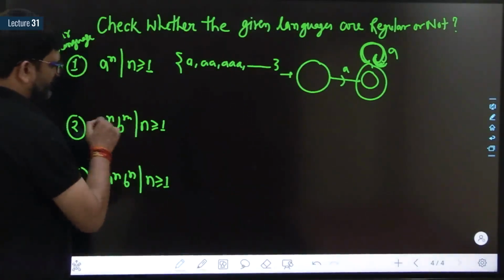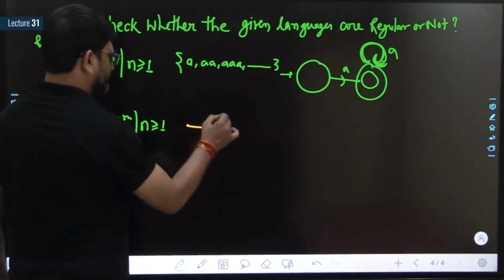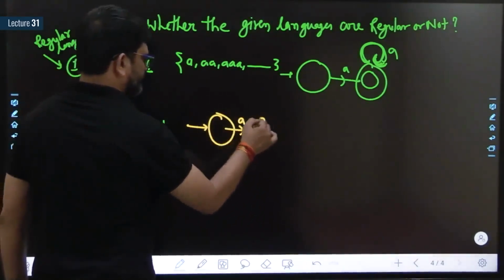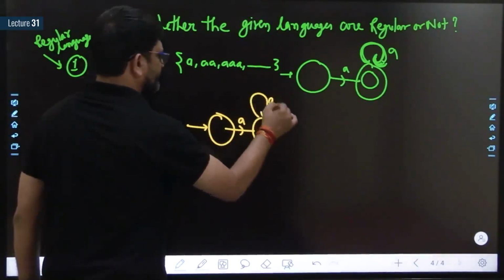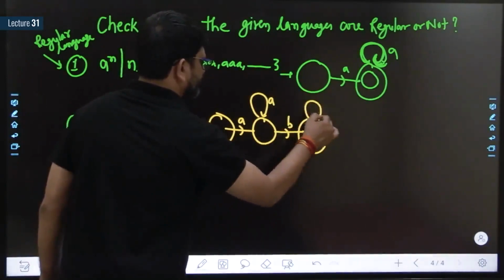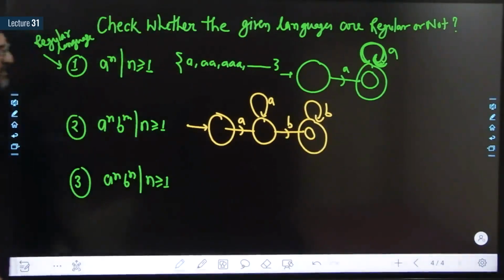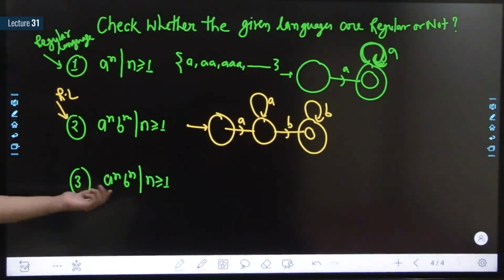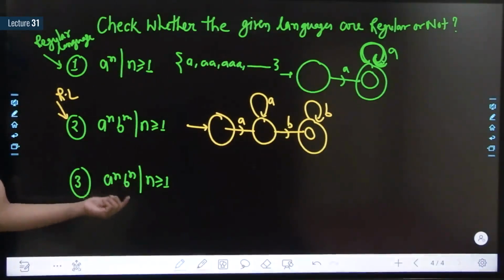There is no comparison. Infinite language: any number of A's, after that any number of B's. This is the finite automata for this language. That's why this is also a regular language. Clear? Now, is it regular or not?